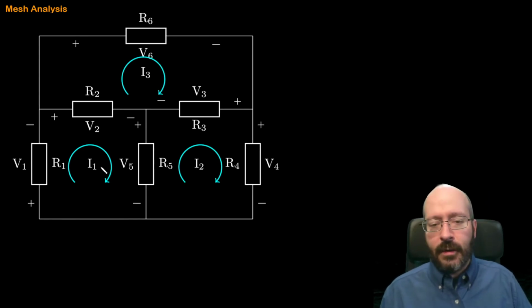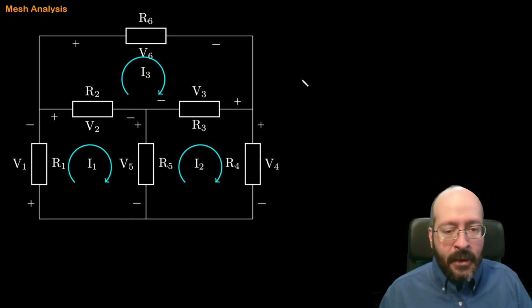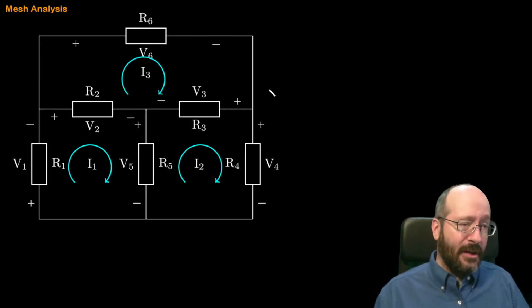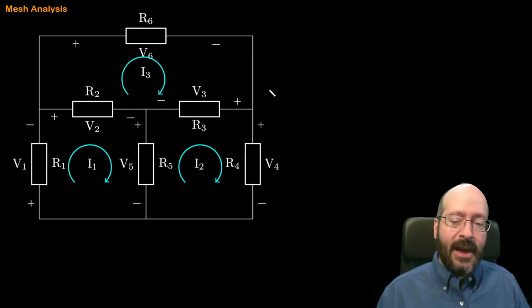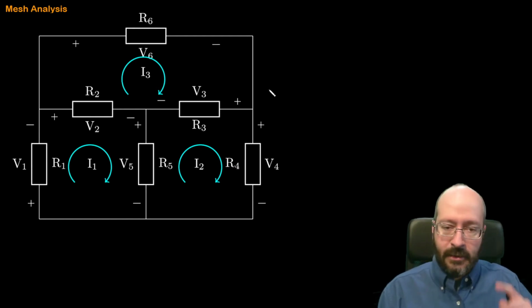Okay, so we have the same mesh currents, I1, I2, and I3, and now we want to find V1, V2, V3, so on and so forth, all the way through V6. To do this, we need a combination of KCL, which we know how to write those really quickly now, right? And Ohm's law.